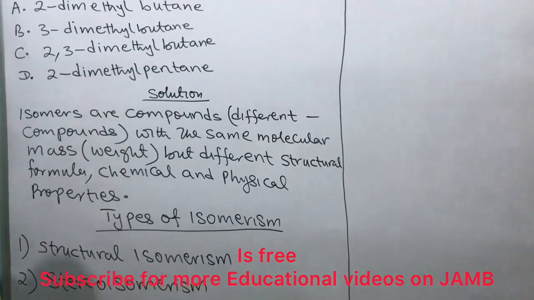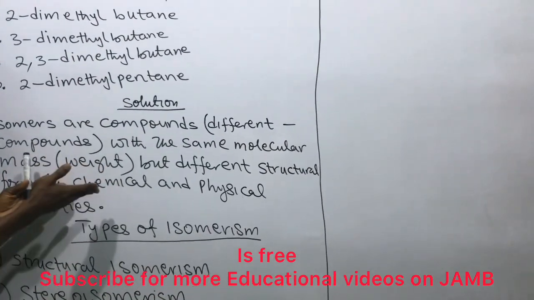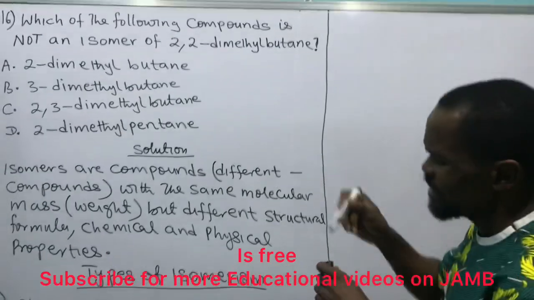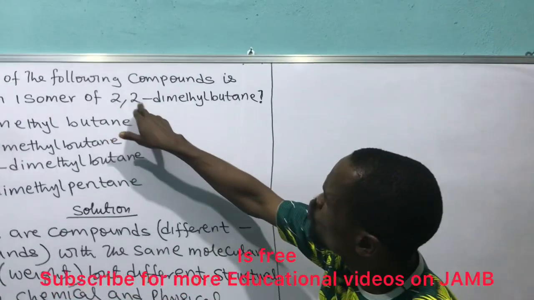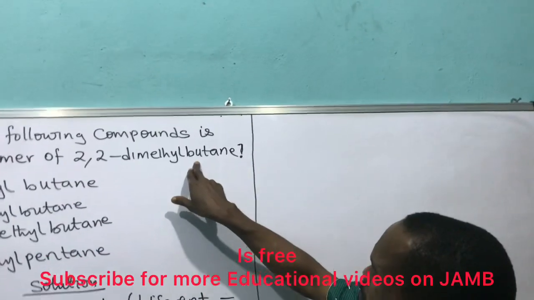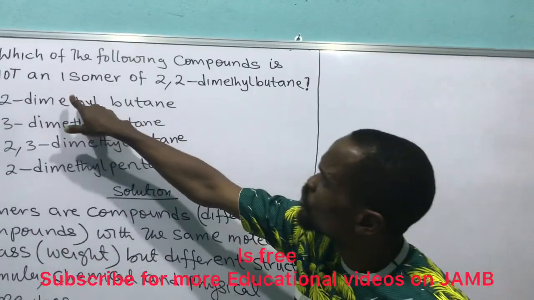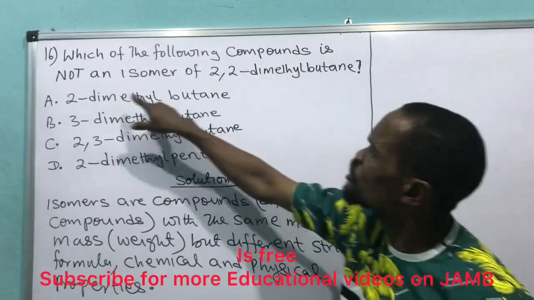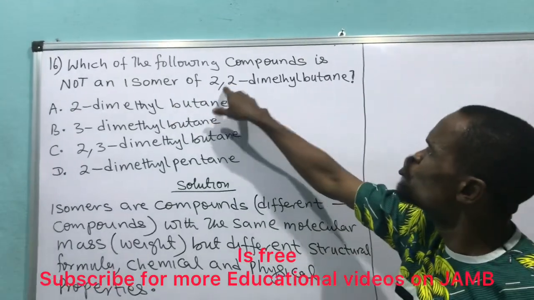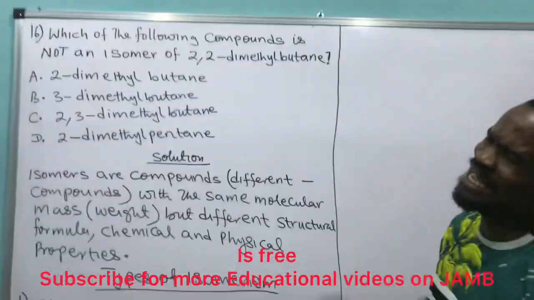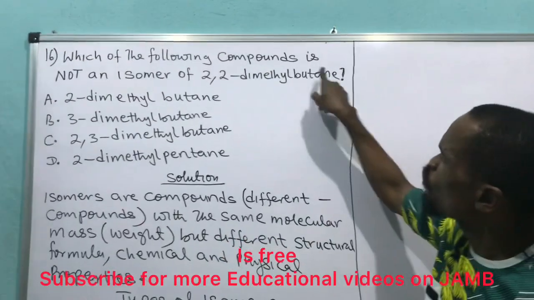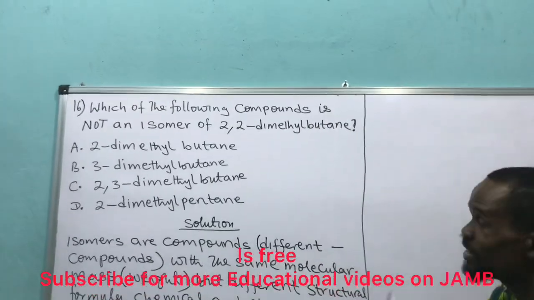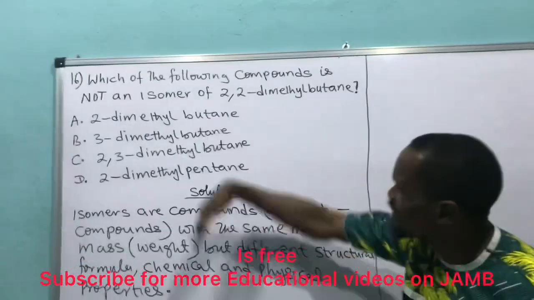But let's go to our question. Since we have understood what an isomer is, now let's go to our question. They asked which of the following compounds is not an isomer of 2,2-dimethylbutane. So I'm going to look for the isomers of 2,2-dimethylbutane, so that I will know which ones are not its isomers here.